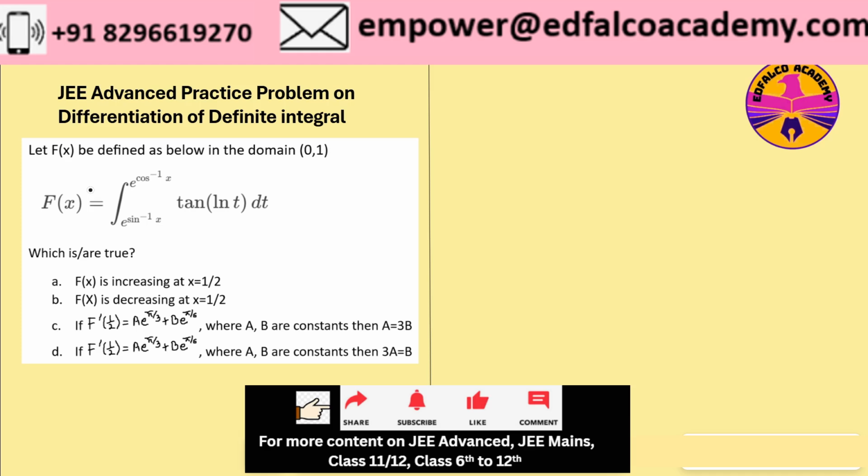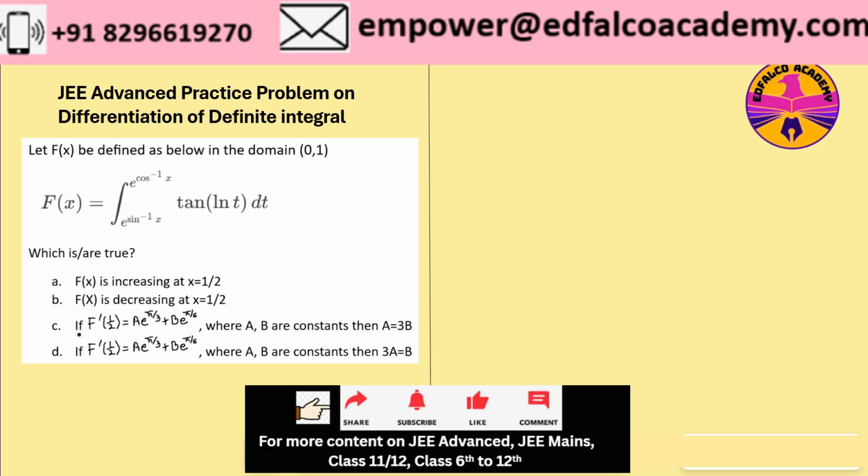क्या क्वेश्चन है। क्वेश्चन सेज लेट f of x be defined as below in the domain open interval 0 to 1. f of x is equal to integral from e to the power sine inverse x to e to the power cos inverse x tan of ln t dt, and then we have to select which is or are true. So f of x is increasing at x is equal to half, or f of x is decreasing at x is equal to half.